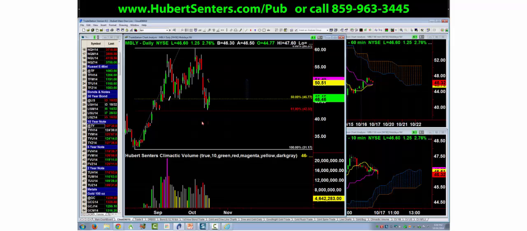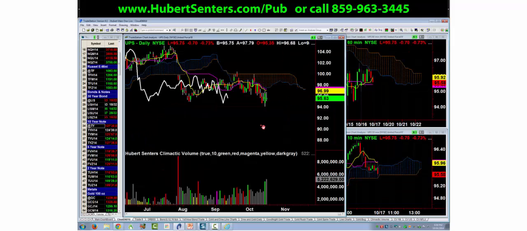UPS is below the cloud and normal volume. Yesterday you had bullish volume. This one needs to hold 94. If it goes below 94, it's a short.